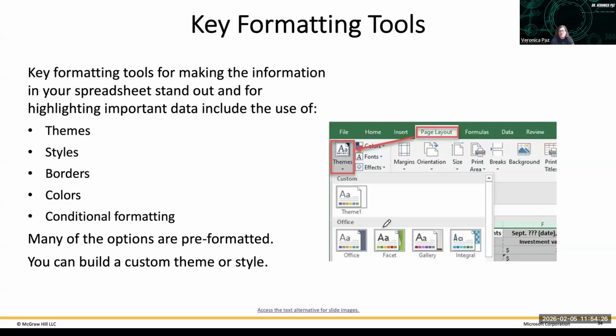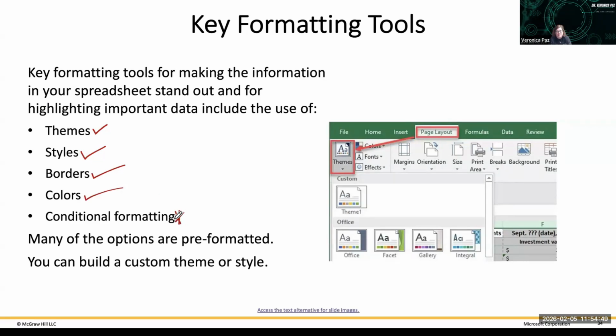There are a lot of built-in features. If you see here under page layout, we have themes, and you have all these cool themes that you can use, and that's automatically done for you if you like that. I'm a little bit more particular, so I like to fix my themes, but you can change those themes. You also have styles within the cells. You also have borders, like I said, and colors. Conditional formatting is one of my favorites.